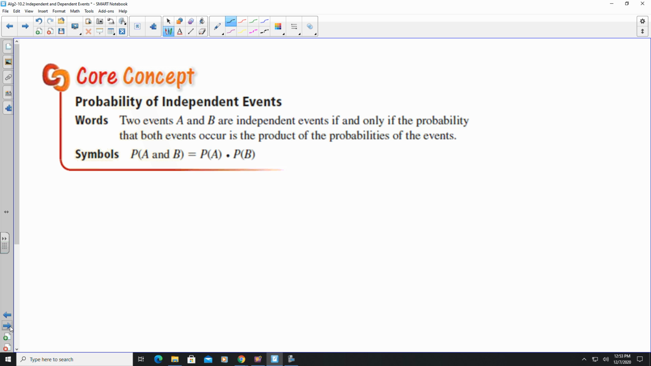So first, here is the probability when we are looking at an independent event. If you have two events that are independent of each other, the probability that both events occur will be as follows: you take the probability of the first event and multiply it by the probability of the second event.